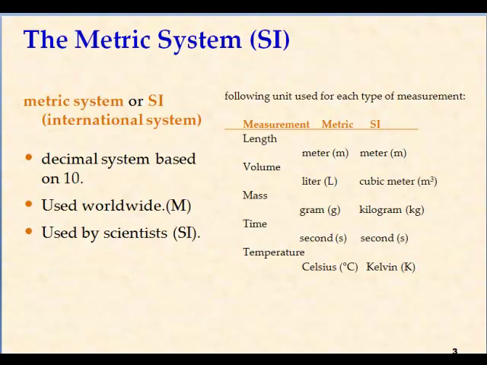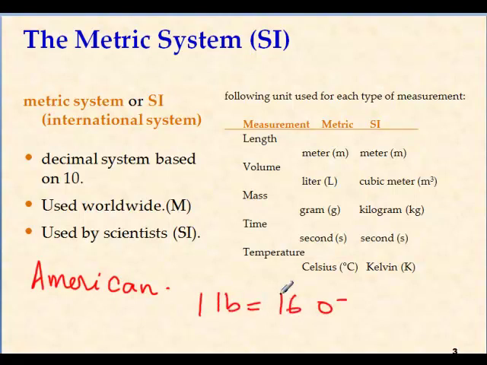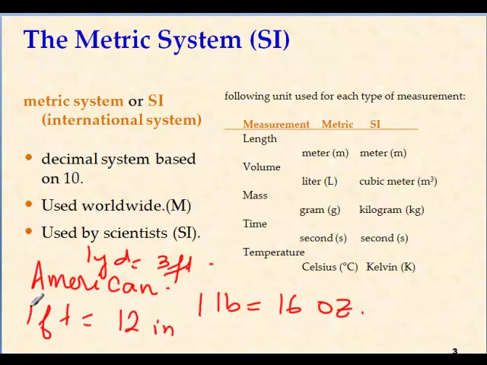Now, there are two main systems of measurement that are used. One is called the American system. The American system is the one that you're more familiar with, in which we say, for example, a pound is 16 ounces, a yard is 3 feet, or a foot is 12 inches. So these are your American system that you're familiar with.